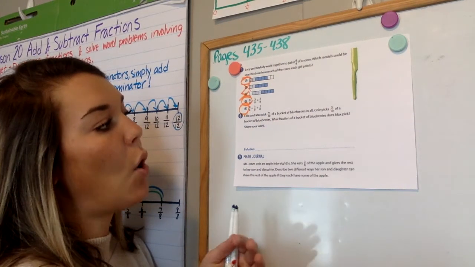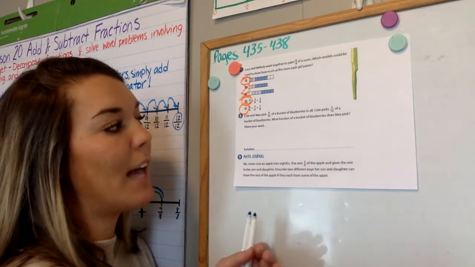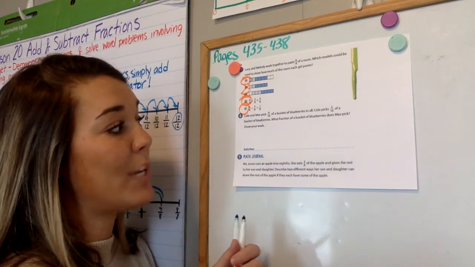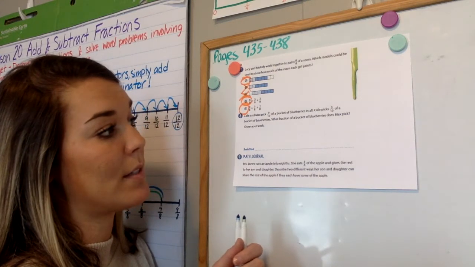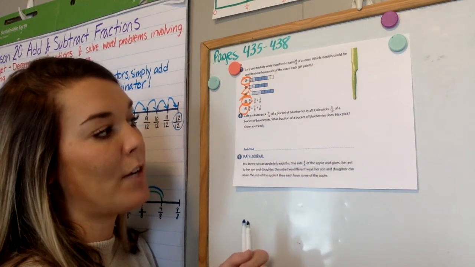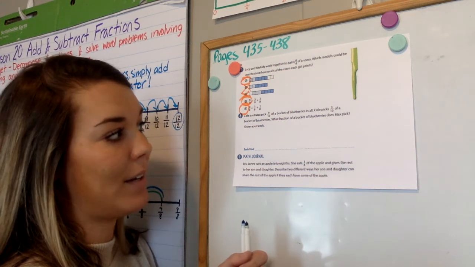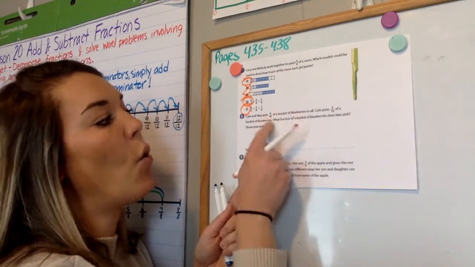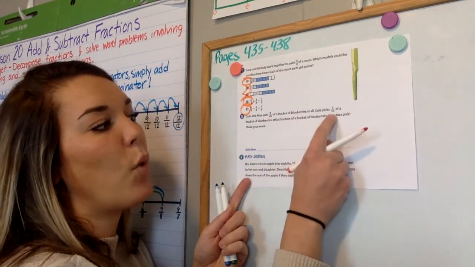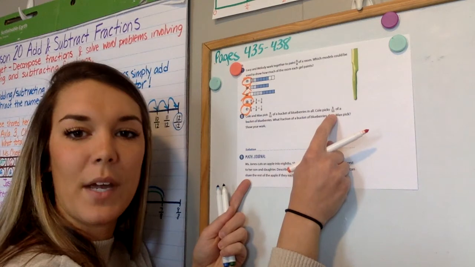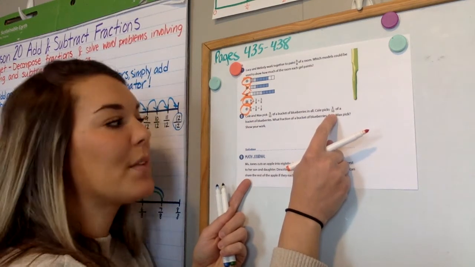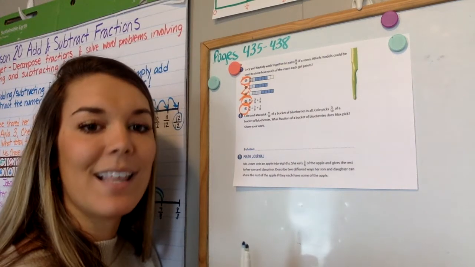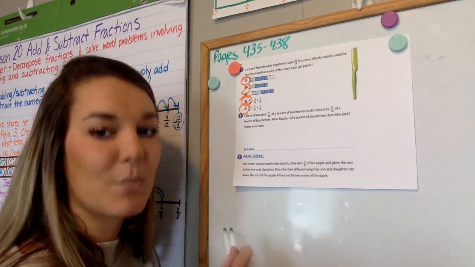Number 8. Cole and Max pick 9/10 of a bucket of blueberries in all. Cole picks 3/10 of a bucket of blueberries. What fraction of a bucket of blueberries does Max pick? So, what are we being asked here? First, we're told the total, and then we're told what part of that total that Cole picks. And we need to figure out what Max picks. So whatever Max picks is going to be what is left, right? So I need to subtract.